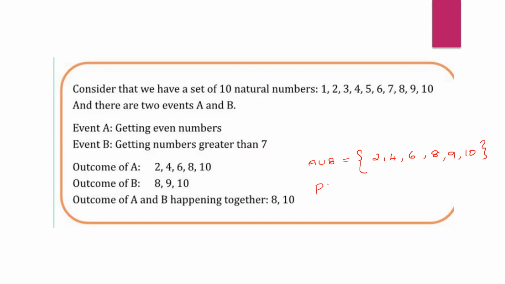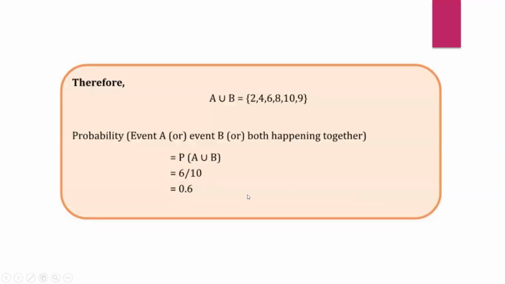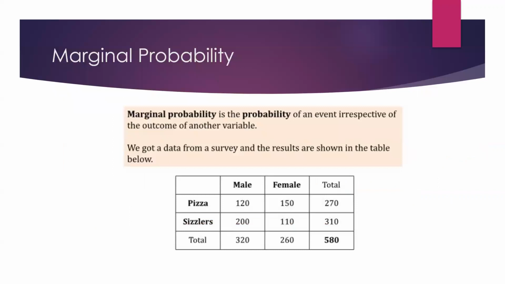So now if I have to find out the probability, P of A union B is equal to what? 1, 2, 3, 4, 5, 6. So 6 divided by 10, which is nothing but 0.6. So in case we say it in percentage, exactly, what do we get? 60% chance, right? Let us now try to understand marginal probability.